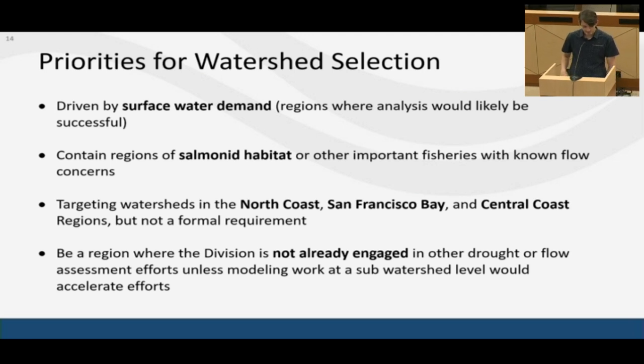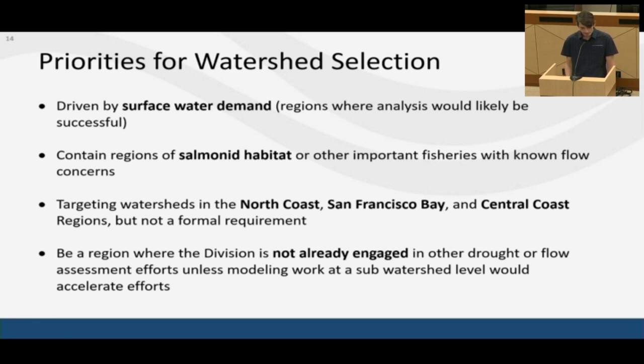So to determine the priorities that we use to select for each watershed, we emphasize watersheds that are driven by surface water demand. These areas were emphasized because of the division's ability to apply the water rights priority system and because they may provide more benefit if potential curtailments were to occur due to that priority system.